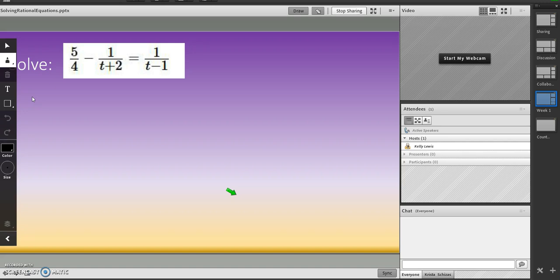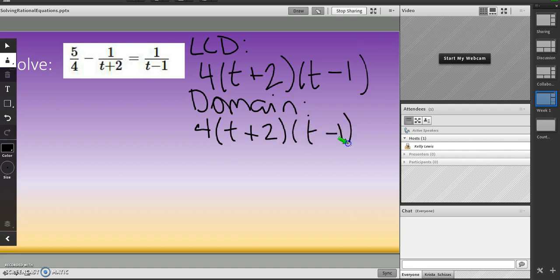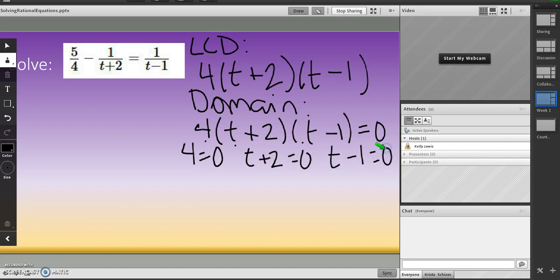And so my suggestion is take all the bottoms and multiply them together. Then we need to figure out the domain. And to do the domain, you set the denominator, our least common denominator, equal to 0. And so when we do that, we're going to set each of these factors equal to 0. 4 equals 0, t plus 2 equals 0, t minus 1 equals 0.